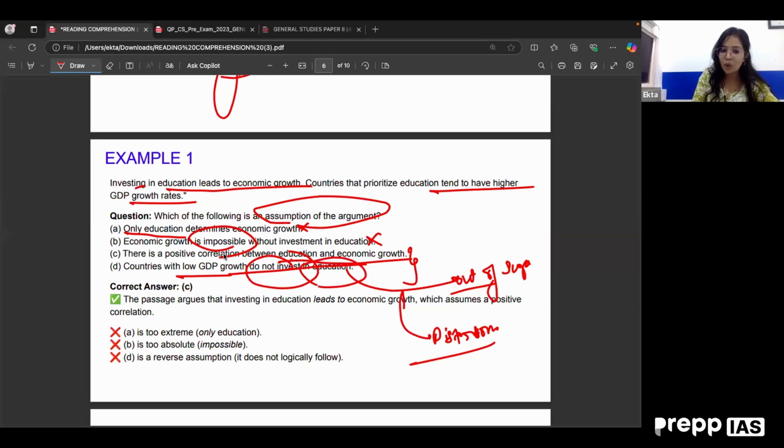So the answer is there is a positive correlation between education and economic growth, right? Education leads to economic growth and then it tends to have higher GDP growth rates.